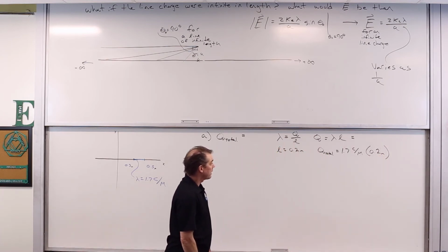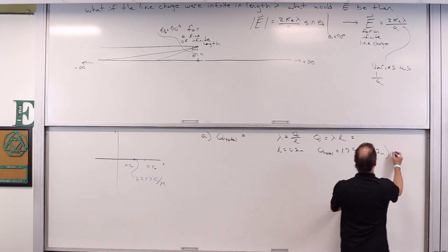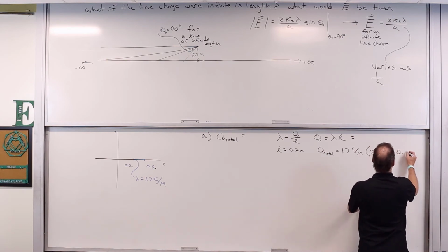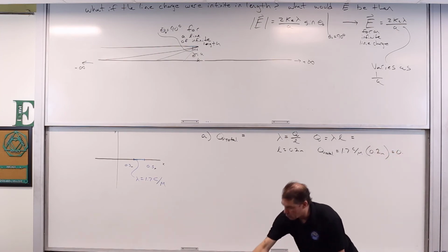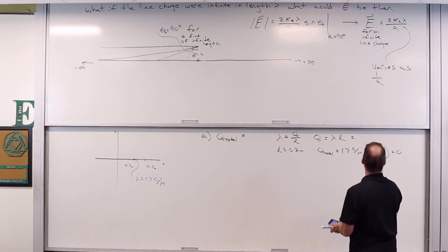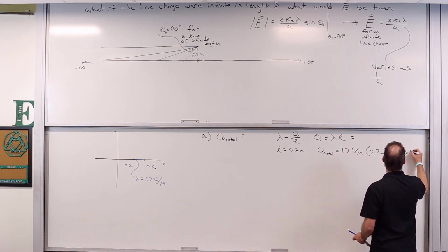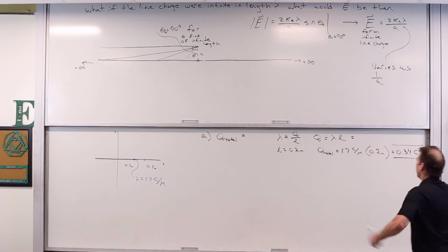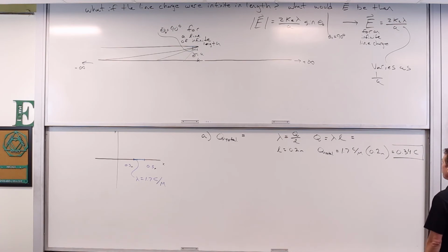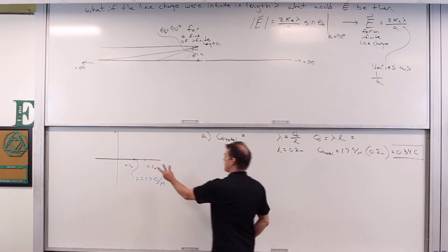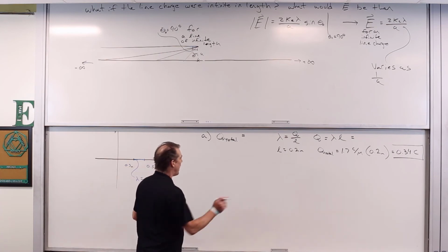So there we go. What do we get out of that? Sorry, doing something bad. 0.34 coulombs. All right, there we go. 0.34 coulombs. Seems pretty easy. So there's the total charge that is spread across this line of length 0.2 meters.